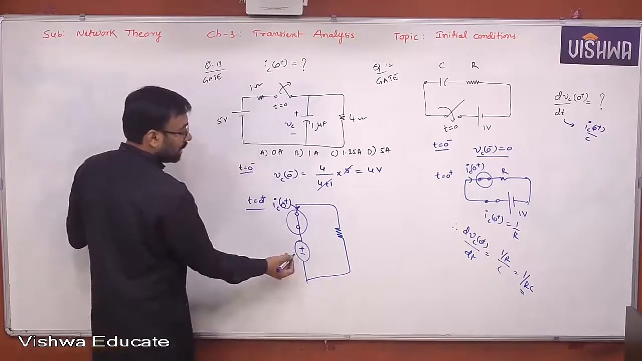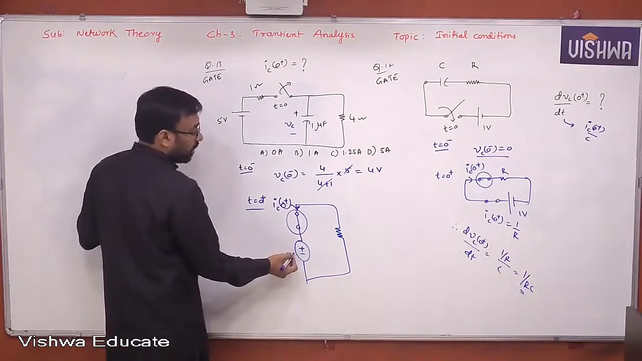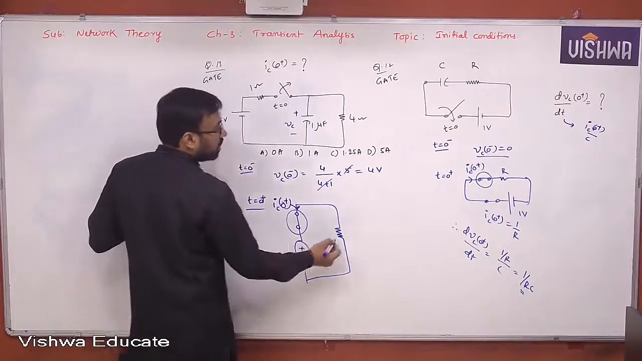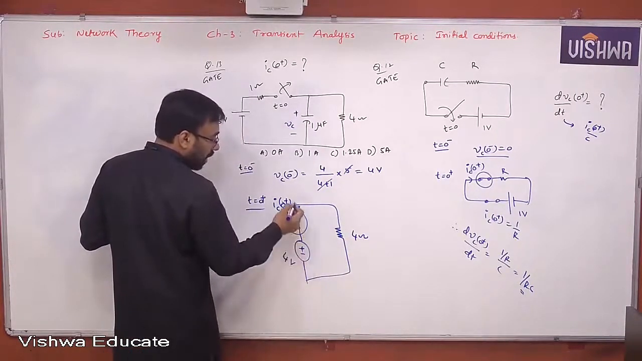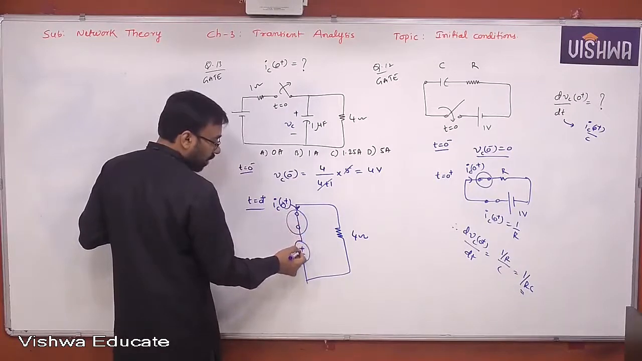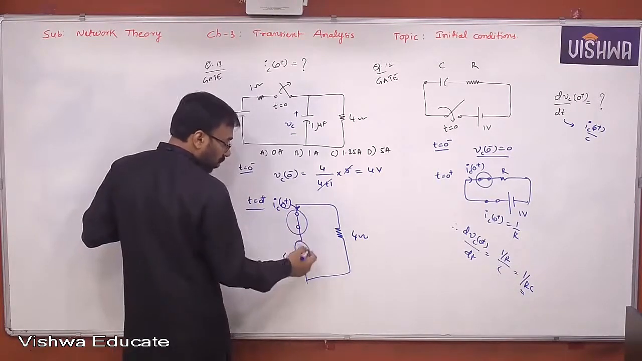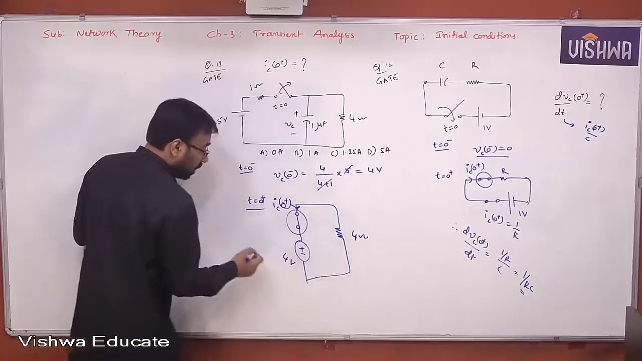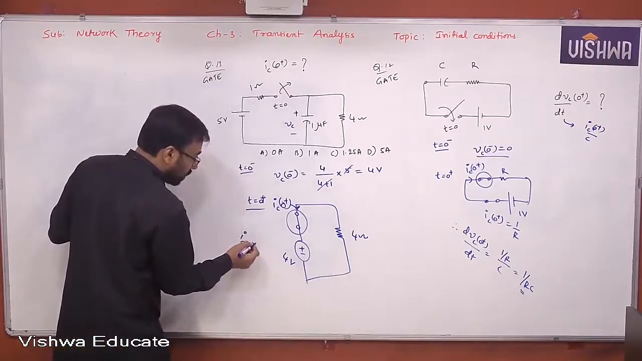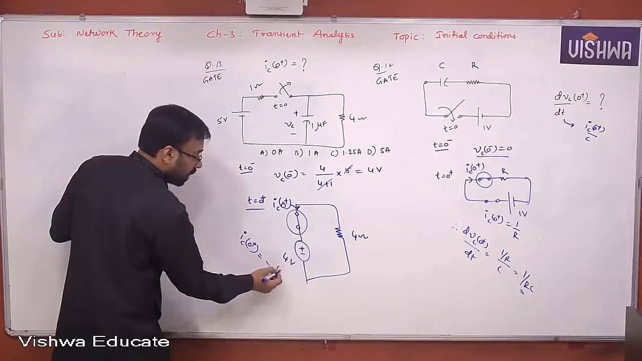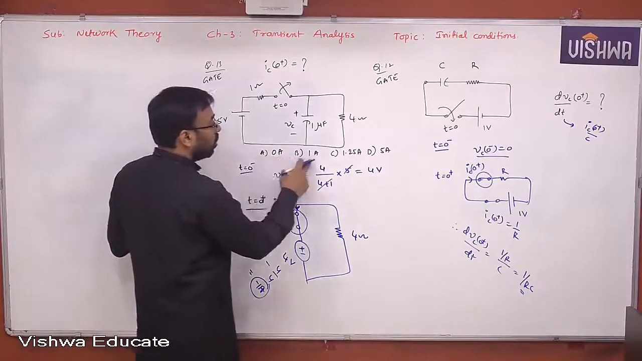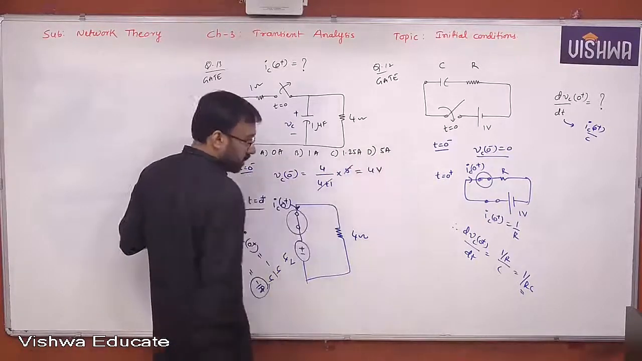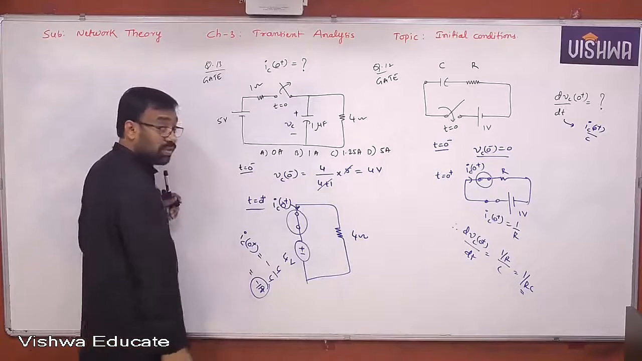So what is this value actually here? This value is 4 volt and this is 4 ohm. Since the current flows through this path, you can find 4 by 4, yes or no? 4 by 4, but that flows in the opposite direction. IC of 0 plus will definitely be minus 4 by 4, that is minus 1 ampere. Minus 1 ampere. But look at these options. You have 0, 1, 1.25, 5 amperes. But here you got minus 1 ampere.